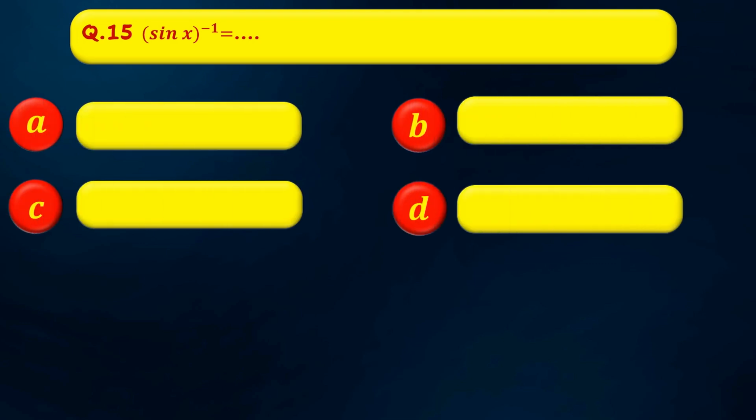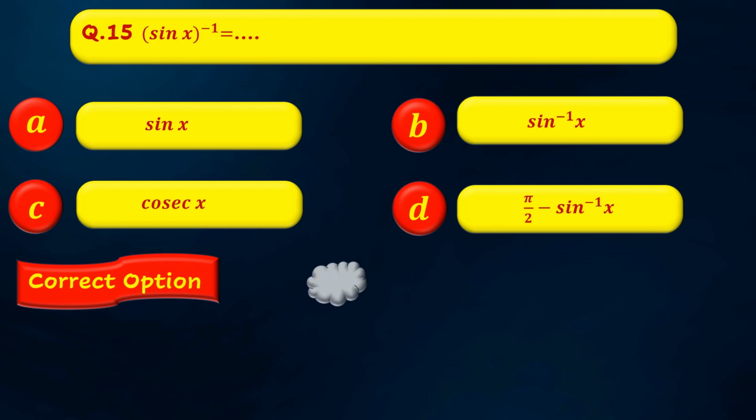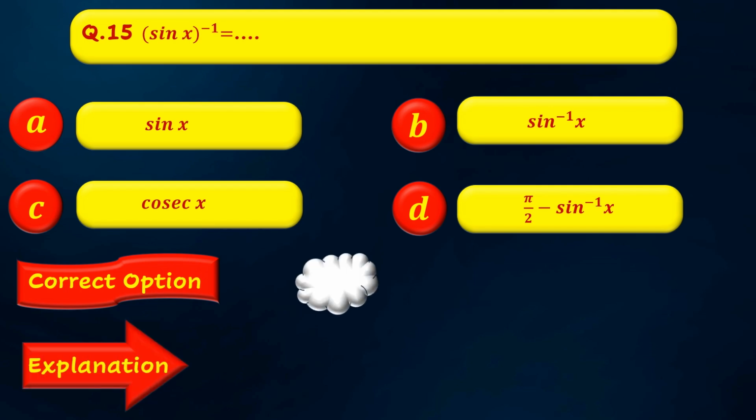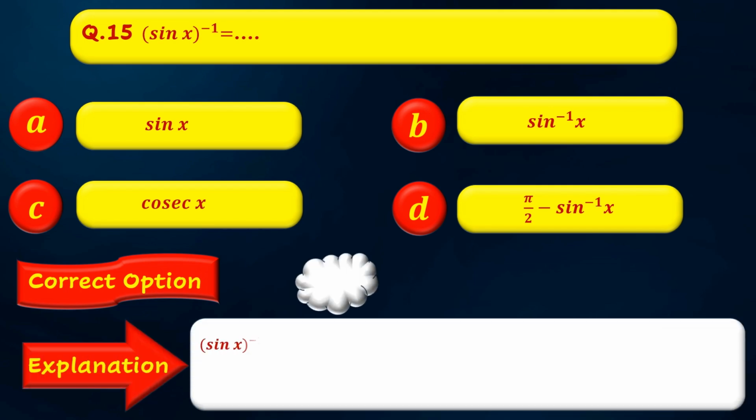Question number 15. Sine of x whole inverse is equal to, and the options are. Let's find out which one is the correct option. But before that, let's explain it. Now, we know that sine of x whole inverse is equal to 1 over sine of x, and 1 over sine of x is equal to cosecant x. Therefore, the correct option is option C.